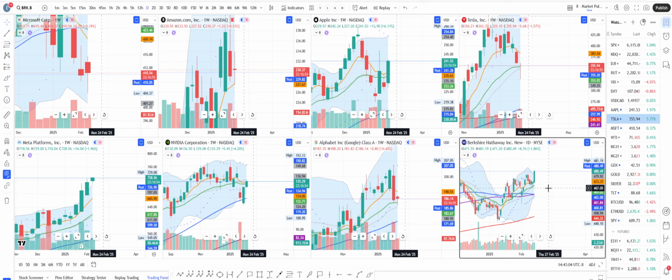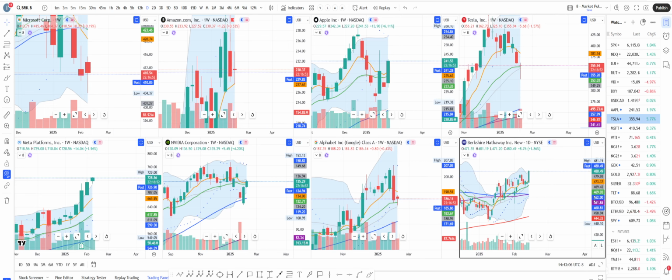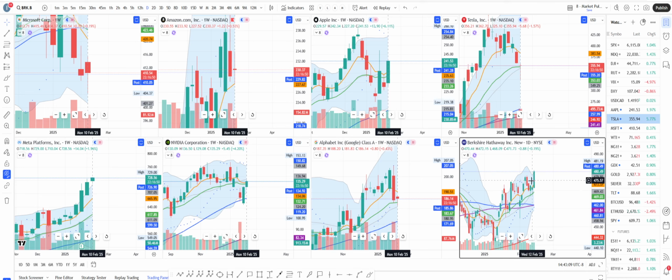All right, and Berkshire, it looks like it recovered from a scare early this week, and so far it looks bullish.